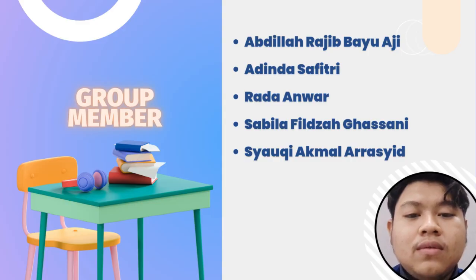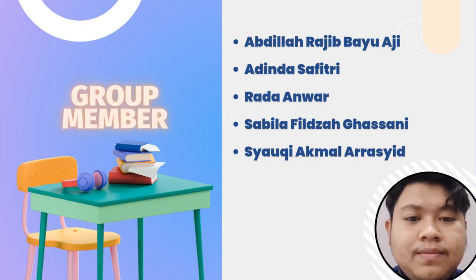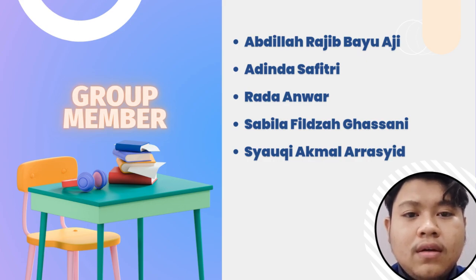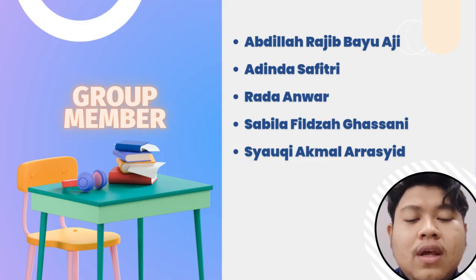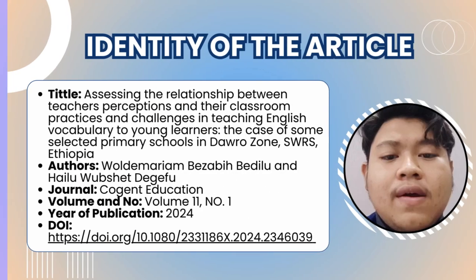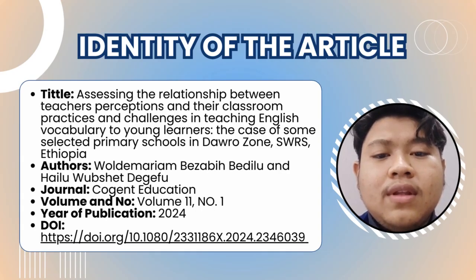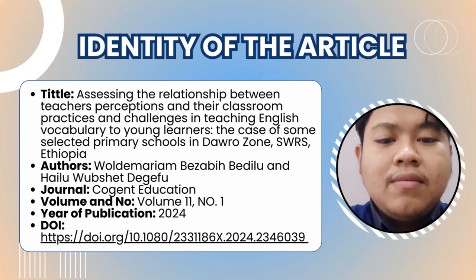Before we go to the discussion, let me introduce the members of our group. The first is Abdillah Rajib Bayu, the second is Adinda Safitri, the third is Rada Anwar, the fourth is Sabila Fildzah Ghassani, and the last is myself, Syauqi Akmal Arrasyid. Now we will begin with the article's identity, which will be explained by me.